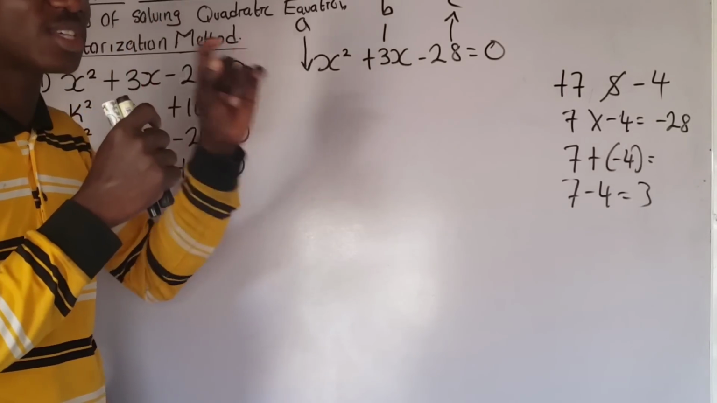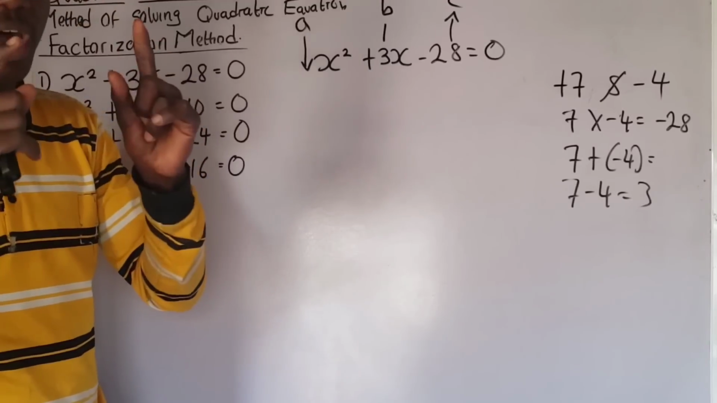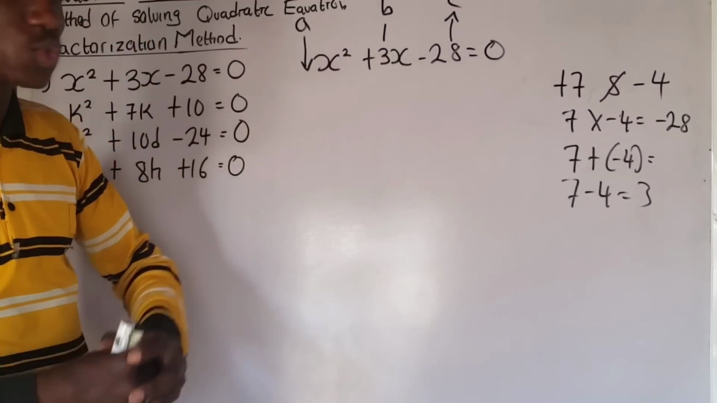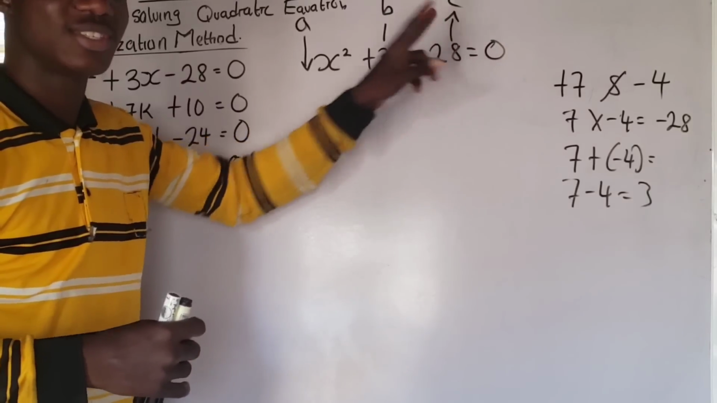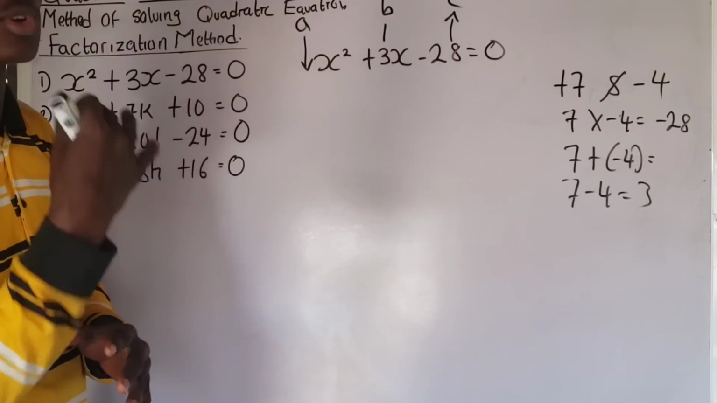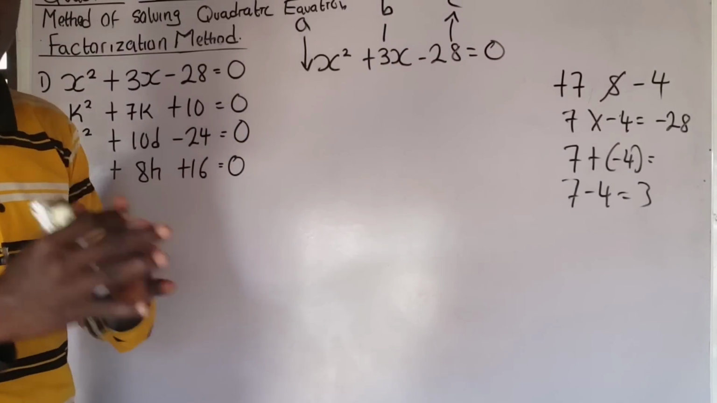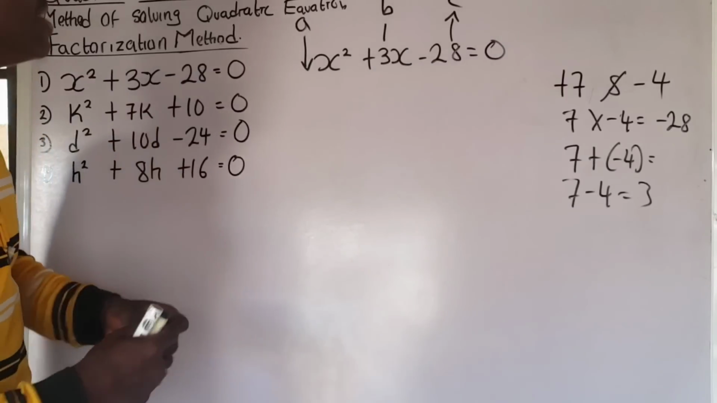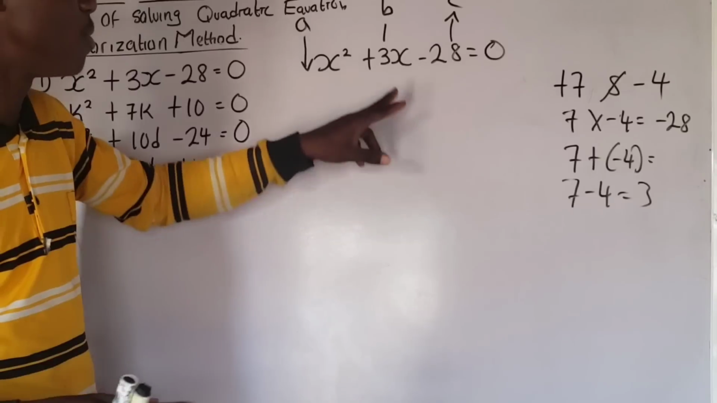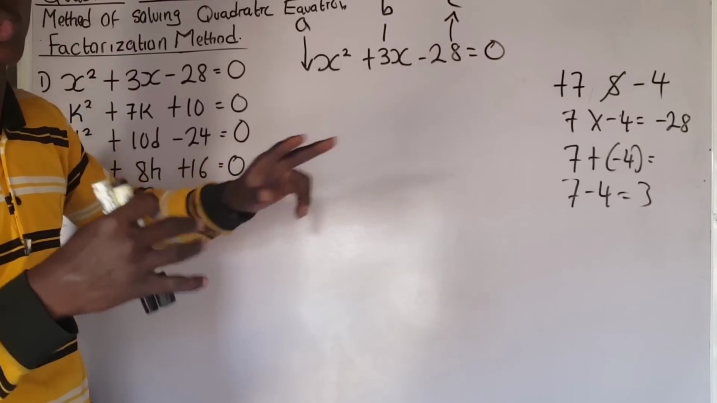If you are using factorization method, you have to think of two numbers such that when you take the product of these two numbers, you are going to have c. C is the constant term in the quadratic equation. Don't worry, you are going to understand, okay? Just pay attention. And when you add these two numbers together, you must get b. B is the coefficient of x.